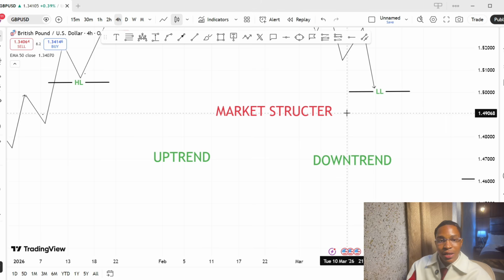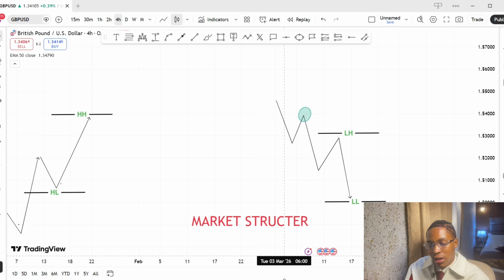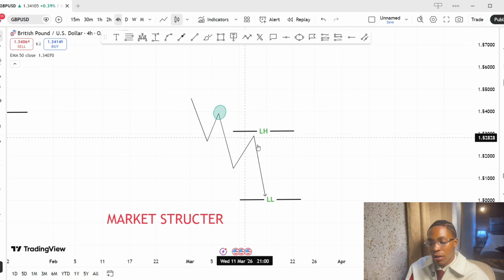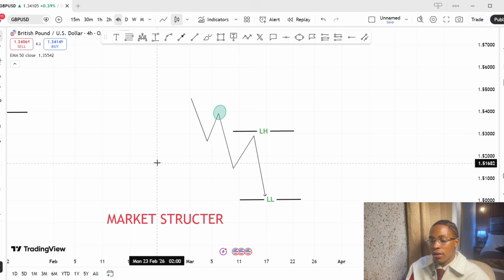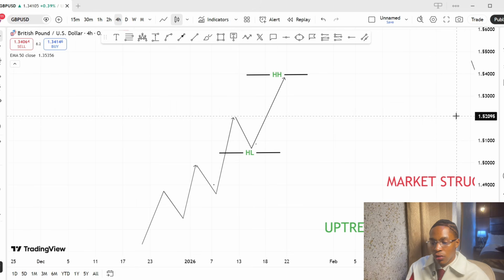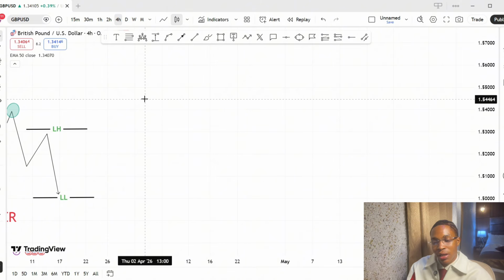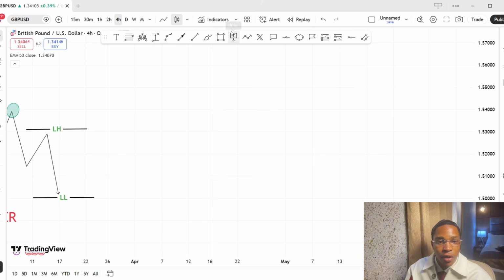Now that you guys basically understand that, I'll give you guys time to screenshot both of them. So you can go ahead, screenshot the lower high, and then screenshot the higher low and the higher high. Now I'm going to show you guys the other types of market structure.